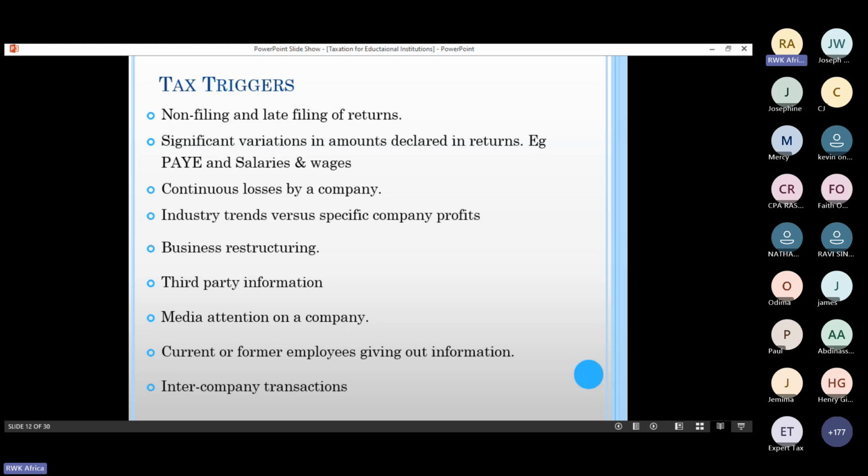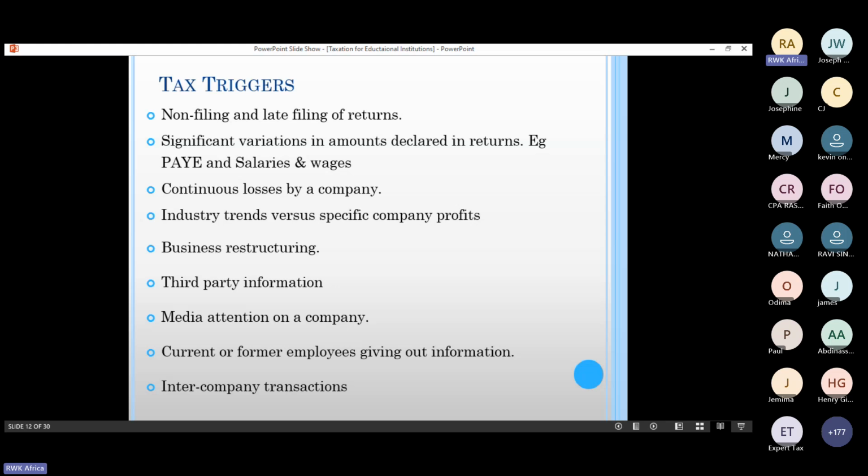So at the end of the year, when the auditor has come, they have audited your books and they want to file the returns, ensure that you have a discussion with the auditor and you are aware of the figures that they are going to file. So the thing to check is your Pay As You Earn and the salaries, are they in line? Because any variance will call for an audit from KRA.